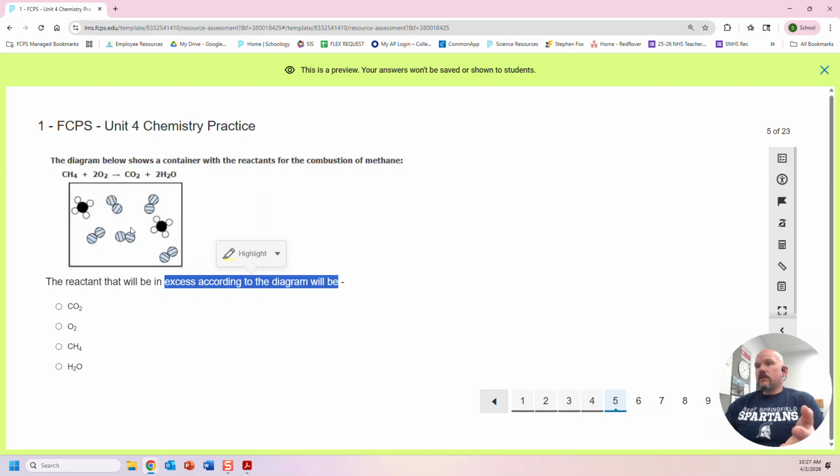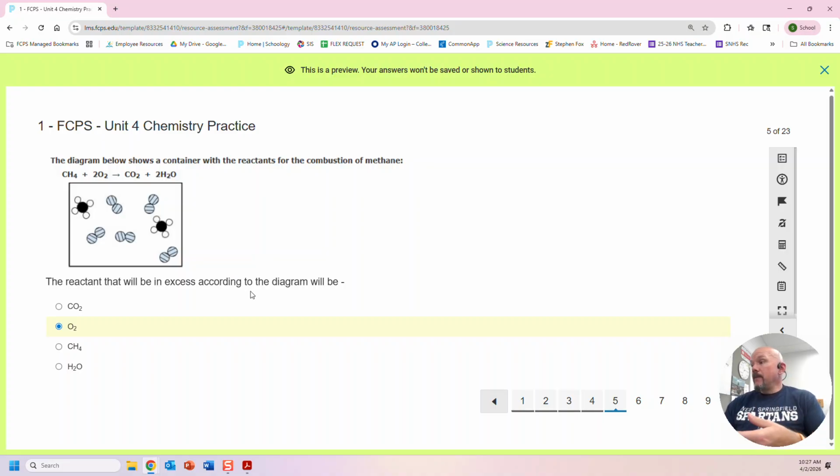So we're starting with 2 methanes, and we're starting with 1, 2, 3, 4, 5 oxygens. So according to the recipe, if we have 2 methanes, we would need 4 oxygens to completely react because it's a 1-to-2 ratio. So if we had 1 of these, we would need 2 of those. If we have 2 of those, we would need 4 of those. So which one are we going to have extra of? Which one's going to be in excess? It's going to be the oxygen. We're going to have 1 more oxygen molecule than we need, according to our recipe, okay?